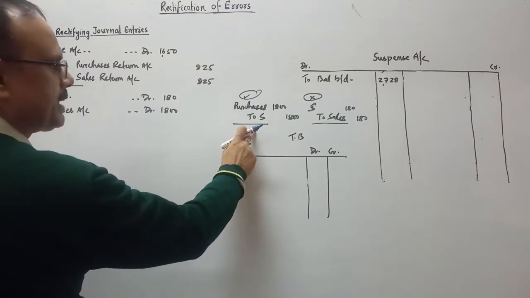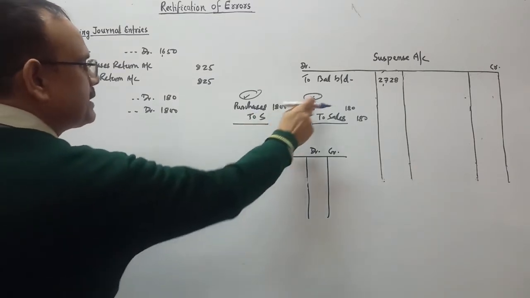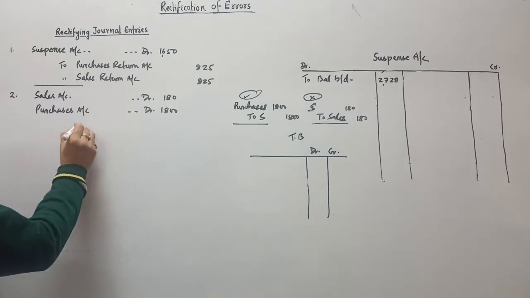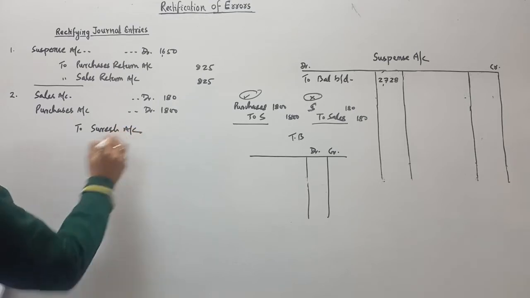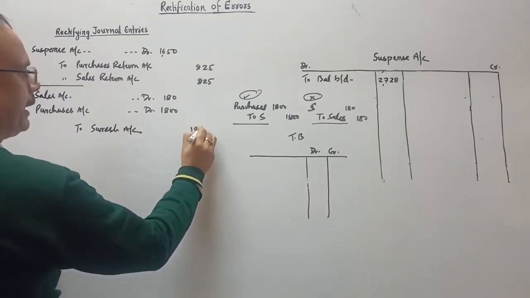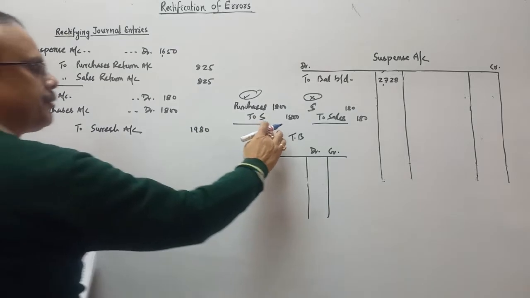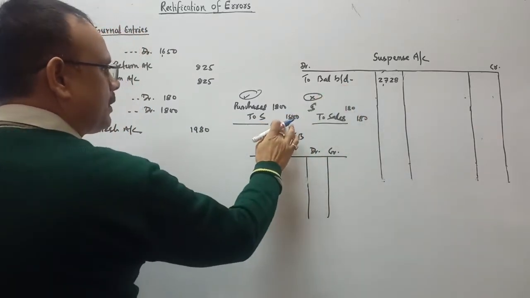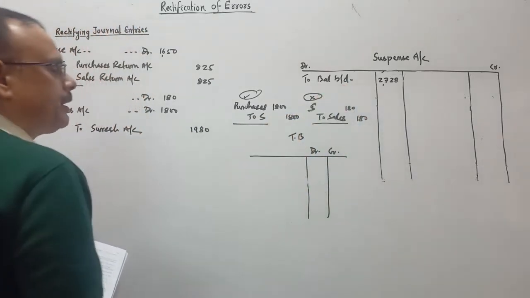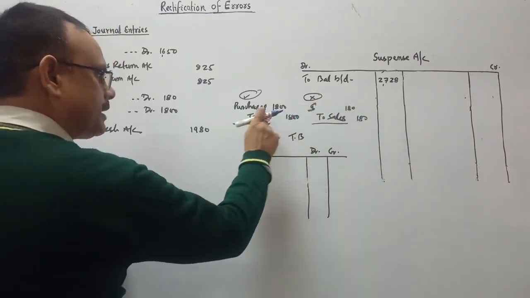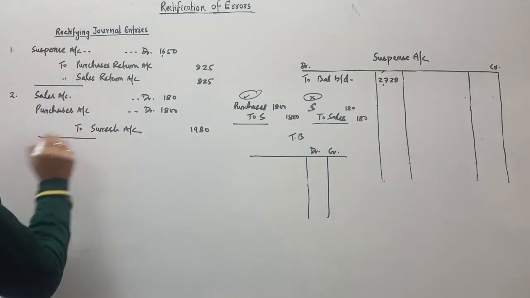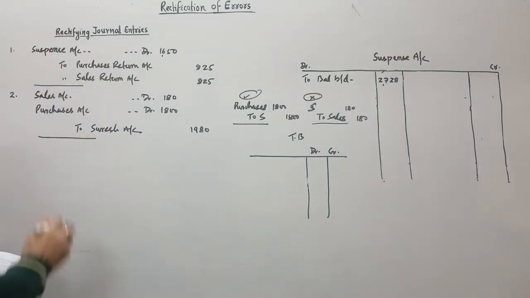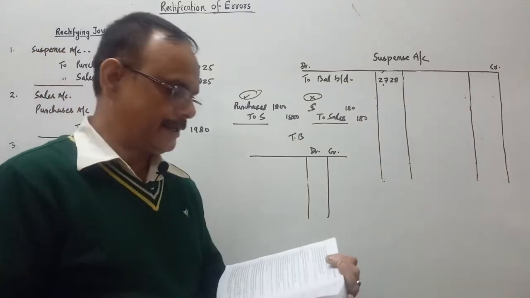Coming to the Suresh account, it should be credited, but it is debited by 180. So Suresh account will be credited. We have to credit 1980 rupees. Instead of credit, you have debited 180. So how much amount will you credit to rectify it? 180 you have to credit, plus the credit amount of 1800. So 1980 you have to credit the Suresh account.